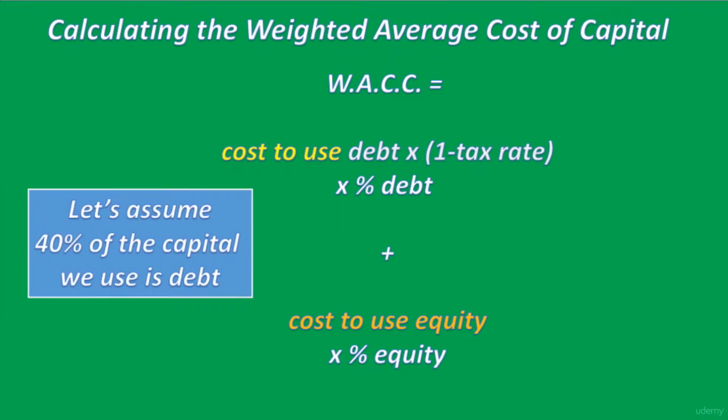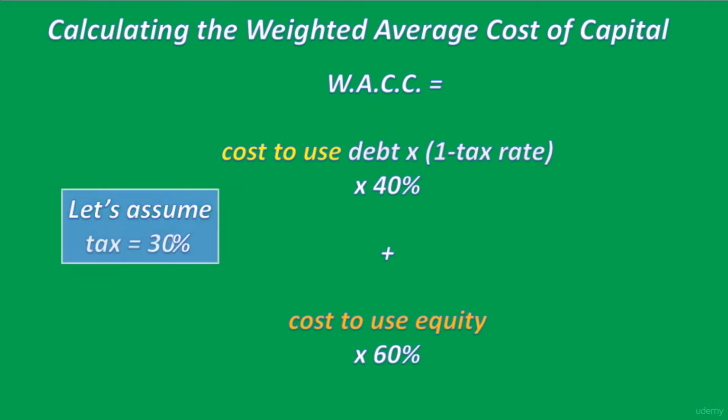Now, let's assume that 40% of the capital in our company is debt and 60% is equity, okay? So, we'll replace that there, times 40%, and we'll put 60% there for that bad boy, okay? And let's assume that the tax rate is 30%. Never calculate a tax rate. Just ask the company or look at the historical tax rate they use. It's too hard. So 30%. All right, cost to use debt times 1 minus 30%, which is 0.7, times 40%. All right, we're getting there.